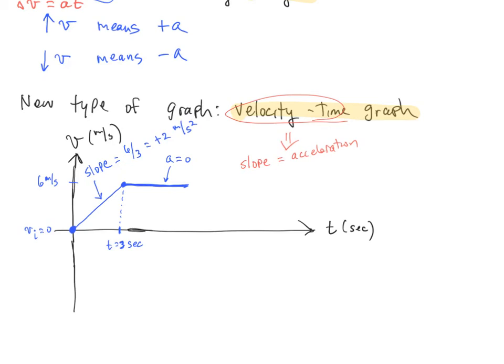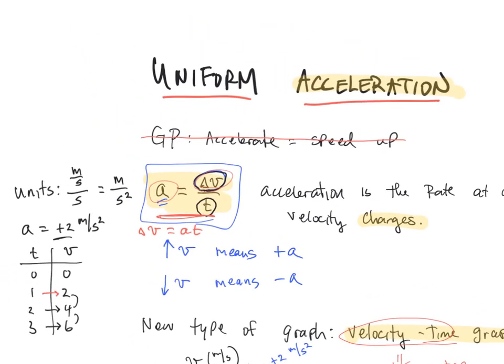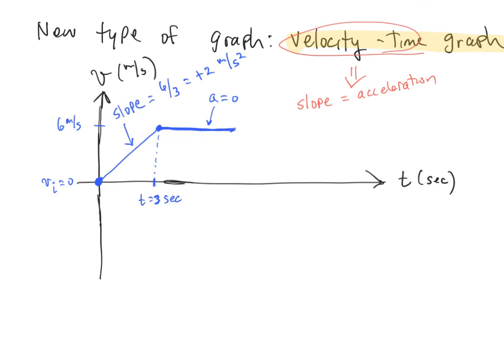I'll note right away, at no point will we in this course deal with curved lines on this graph. And that gets back to this notion here, which I sort of omitted before. We're going to be dealing in this course, in this unit, with uniform acceleration, meaning that the acceleration is constant. We will never have changing acceleration. We'll never have curved lines on a velocity time graph.